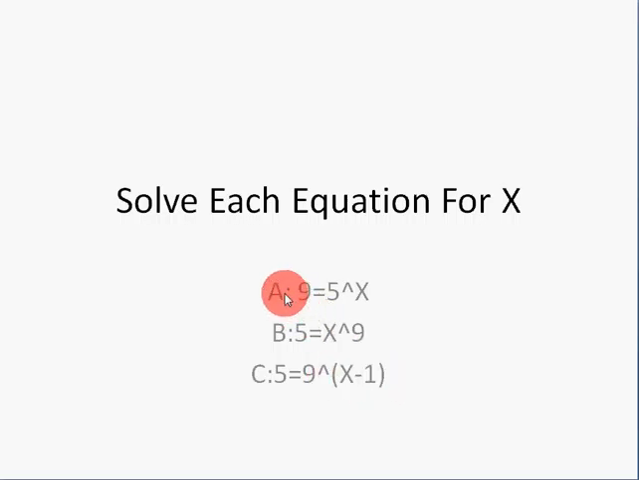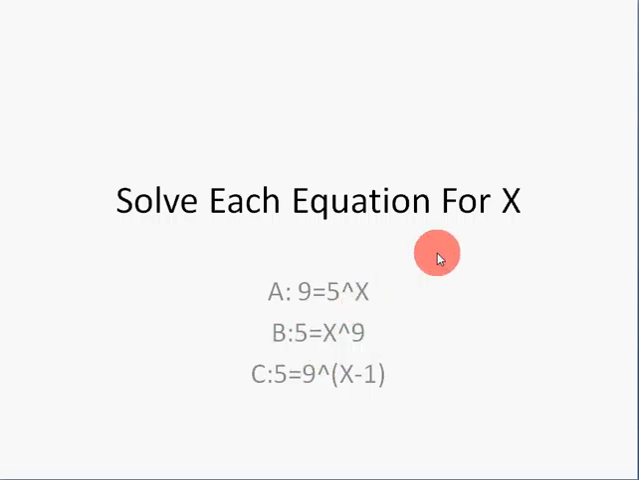For starters, A and C are exponential functions because the x is in the exponent. However, B is polynomial because the exponent is greater than or equal to 2, and in this case it is greater than 2 because it is 9.